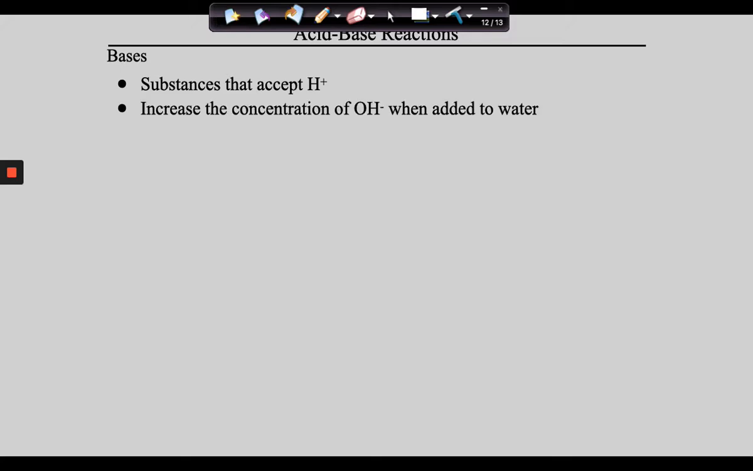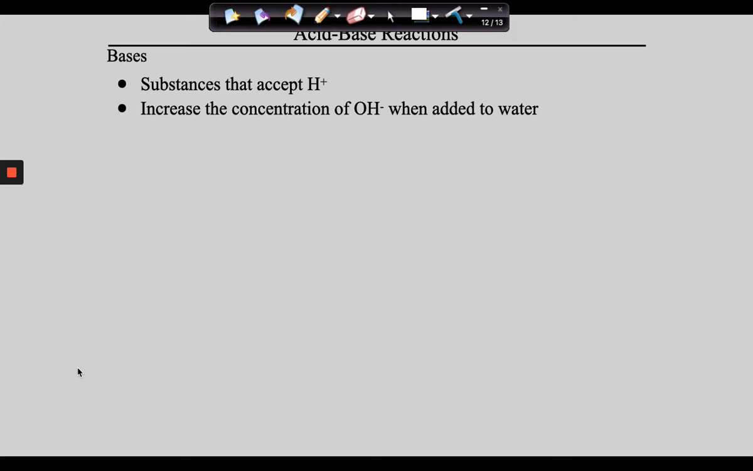bases accept hydrogen ion. So guys, when this happens, it increases the concentration of hydroxide in solution. So now you're going, wait a minute, how's that work? If a base accepts hydrogen ions, why does the OH concentration go up?